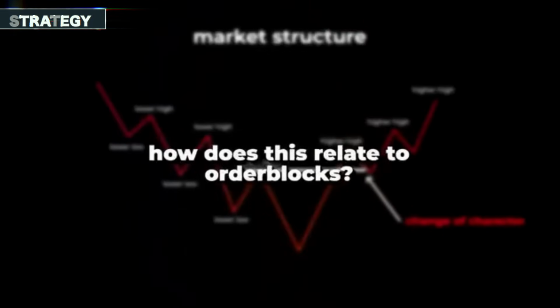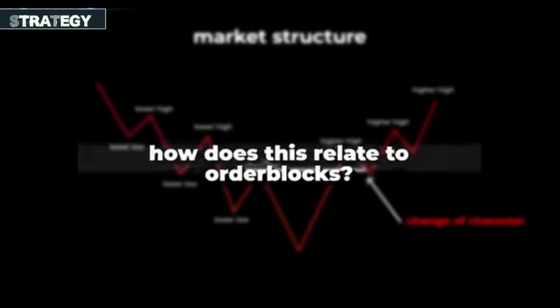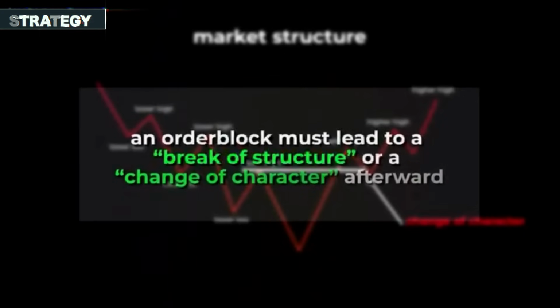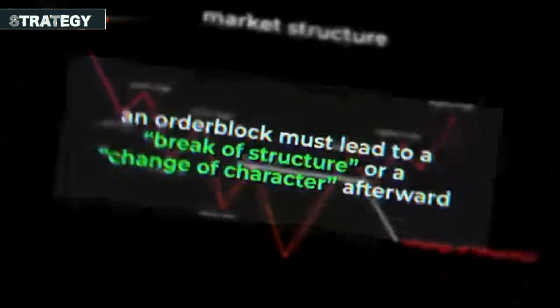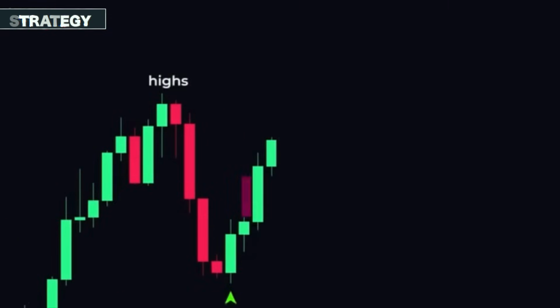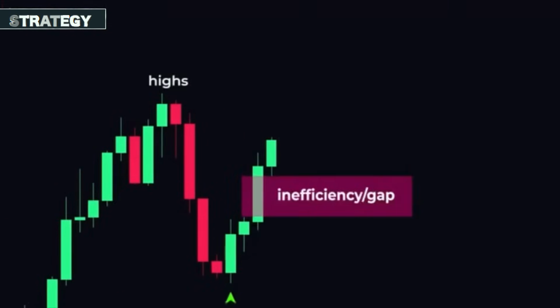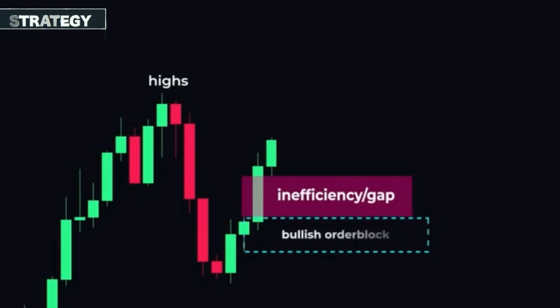Now, how does all of this relate to order blocks? For an order block to be valid, it must lead to either a break of structure or a change of character afterward. Let's see an example. In this chart, we see a significant upwards move, coupled with a gap or inefficiency. So there's a possible order block here.